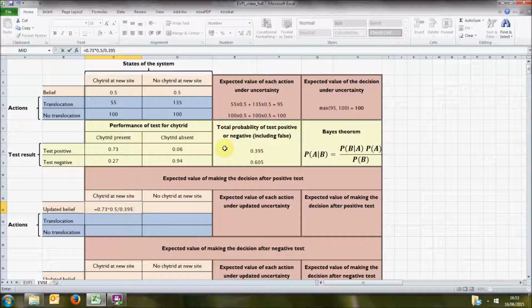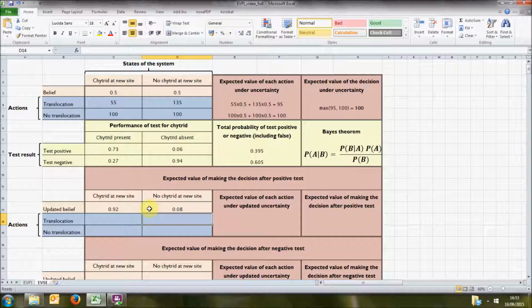In total, if we get a positive test result, our belief in the presence of Kitrid will go from the initial 50% to 92%. And since the beliefs sum to 1, the probability that Kitrid is indeed absent, our new belief, is 1 minus the belief in its presence. So, 8%. So how would our decision change after collecting this information?